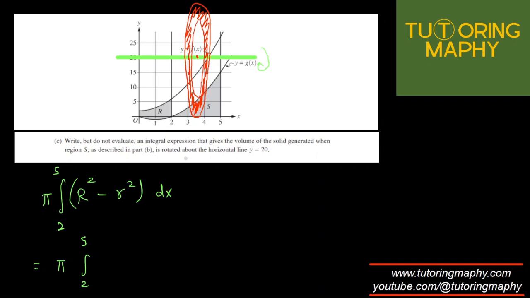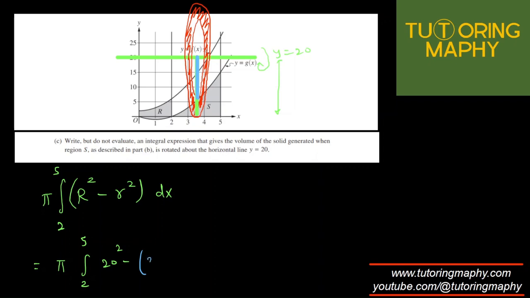So this is 2 to 5 of, what is the upper radius? Upper radius is this one over here. Let me switch the colors. Okay, this one. What is this? I think that's just 20, because this is y is equal to 20. So isn't this height 20? So that's going to be 20 square minus small r. And small r is only this one, right? And is only this one, which is surely 20 minus something. And that something is nothing but the y value of the function g(x), which is just g(x), right? Just g(x).